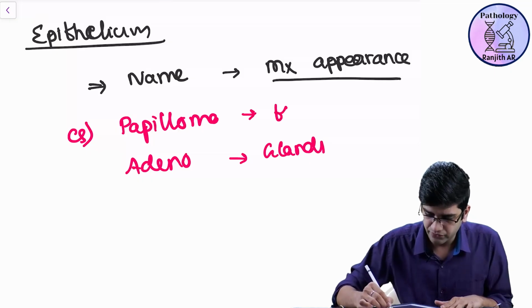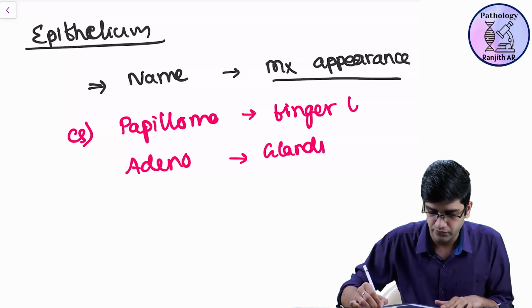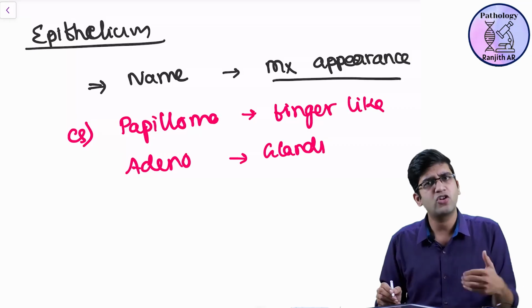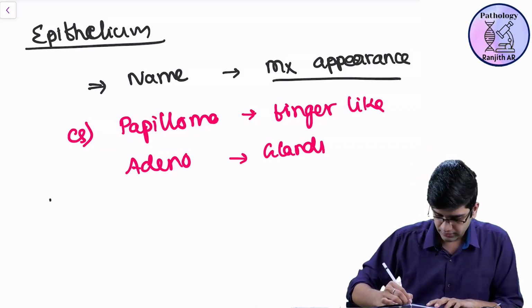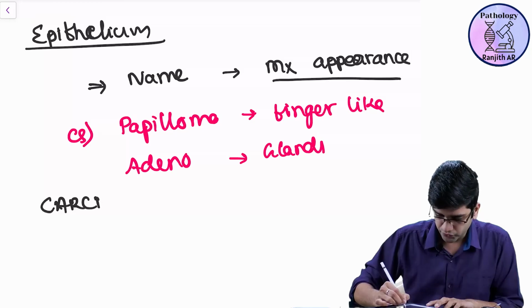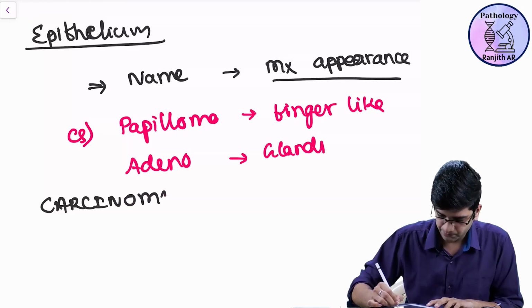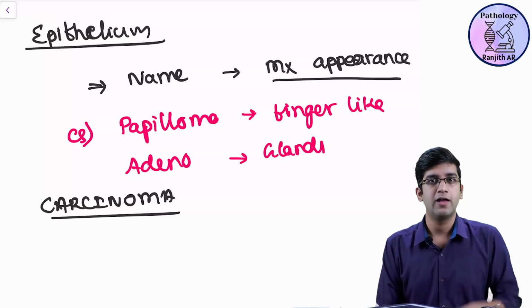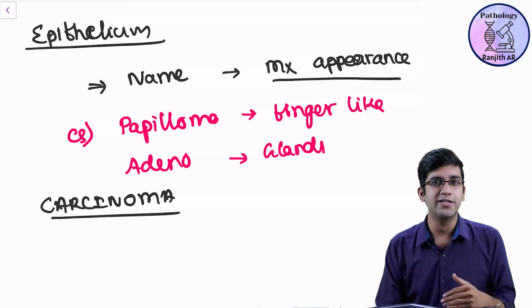They will have a gland appearance. This will have finger-like projections. Fine. I'm going to name based on that. When I'm going to call it cancer, same. I'll call it carcinoma. That's all. Carcinoma is a term used for cancers arising from epithelial origin. Carcinomas. Can I just put monoclonality inside here?